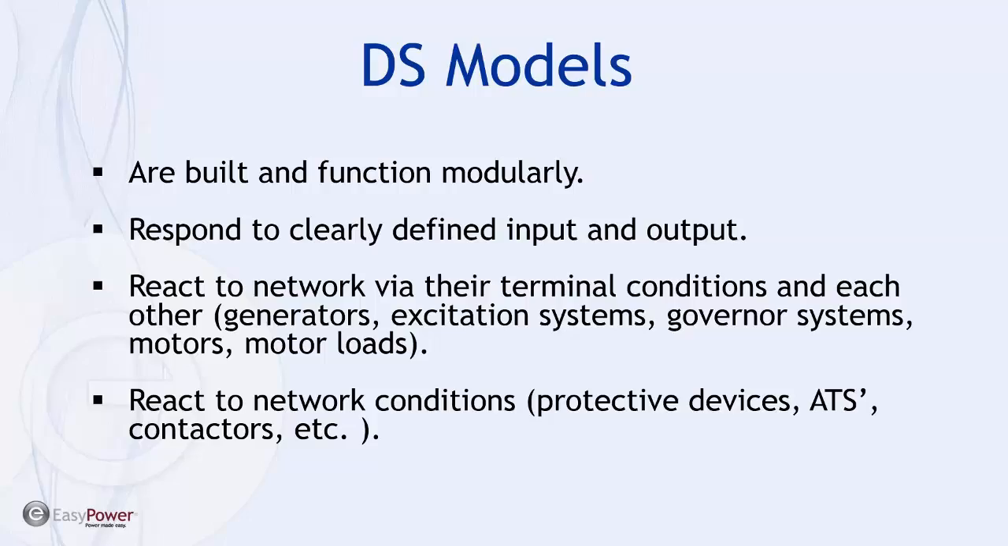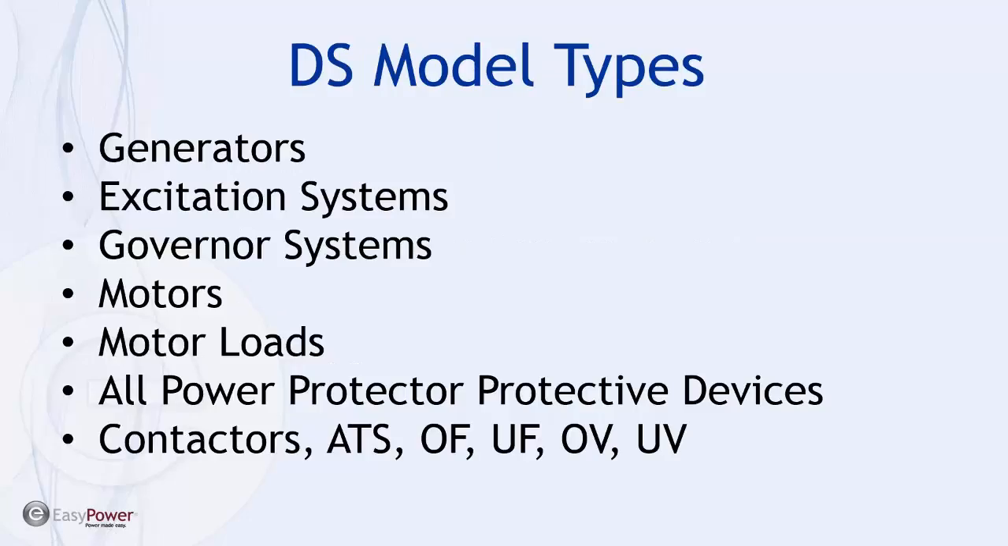And then these models react to the network conditions, which would include the protective devices, switches, ATSs, contactors, and the like, which may respond to these changes or new states in which the system will find itself. So the model types that we'll see in the system are generators, generator excitation systems and governor systems, motors, several different types of motor loads, and all the power protective devices, which we actually have in the database for the most part already.